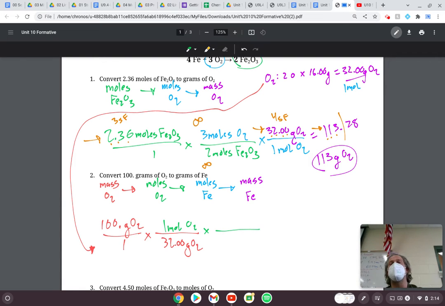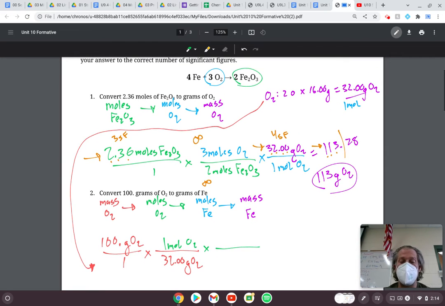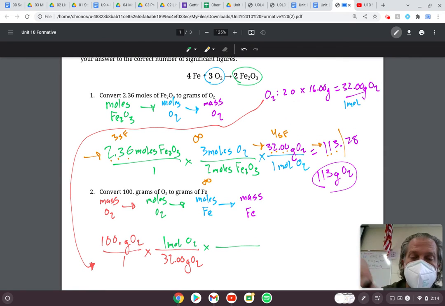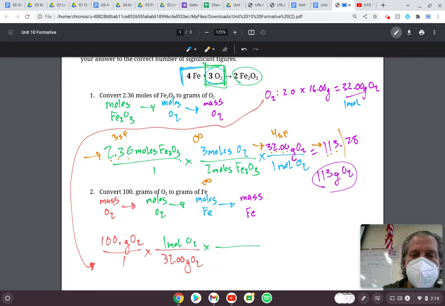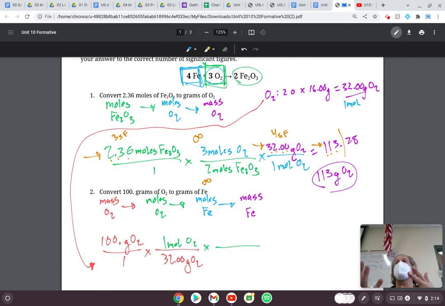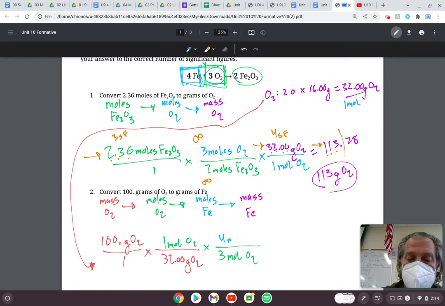And now I'm going to go mole to mole, so I'll do the mole ratio. And this time, my mole ratio, I'm comparing oxygen to iron. So this is a 4 to 3 or a 3 to 4 ratio. And this time, the 3 is going to go on the bottom. So I'm going to put my 3 moles of O2 on the bottom to cancel out moles of oxygen. And I'm going to put my 4 moles of iron on top. Mass to mole, mole to mole, mole to mass.